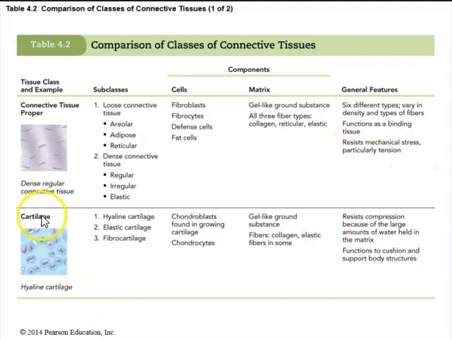The next type of connective tissue is cartilage, and we'll go into the different types of cartilage. There are 3: hyaline cartilage, elastic cartilage, and fibrocartilage. Chondroblasts, again, look for the prefix chondro. These are the primary cells. They are found in growing cartilage. And then we have mature chondrocytes. The matrix includes ground substance as well as fibers; the main fibers include collagen and elastic fibers. General features of cartilage: it resists compression, because of the large amounts of water held in the matrix, and also functions to cushion and support body structures.